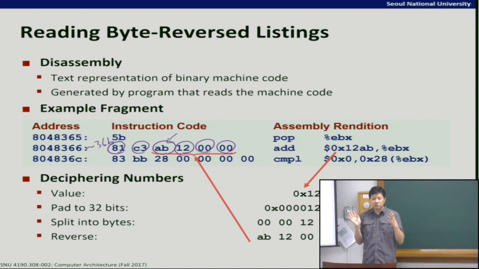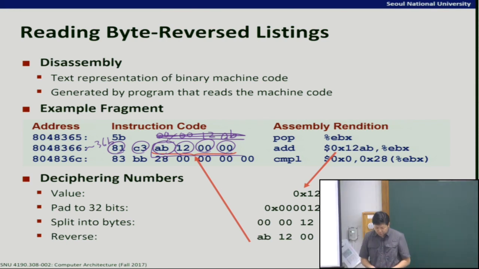And if it were a big endian machine, this would be stored like this: AB 12 00 00. But in fact, this Intel architecture is a little endian machine, so this one is actually not true and it's stored in this manner.